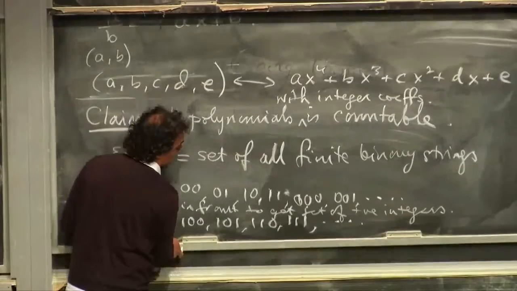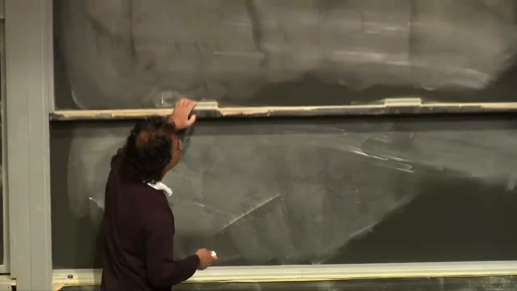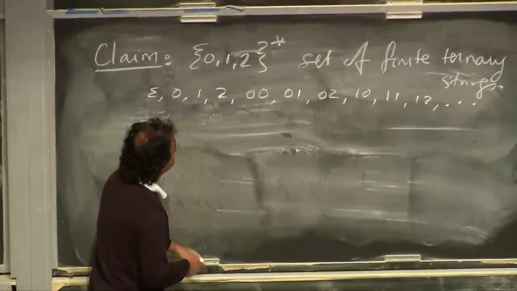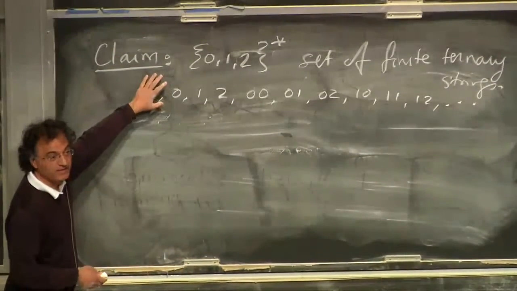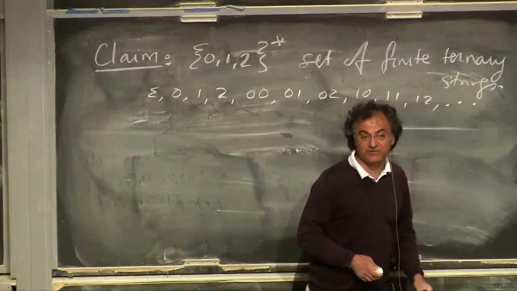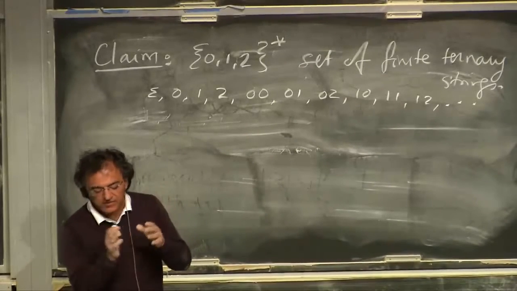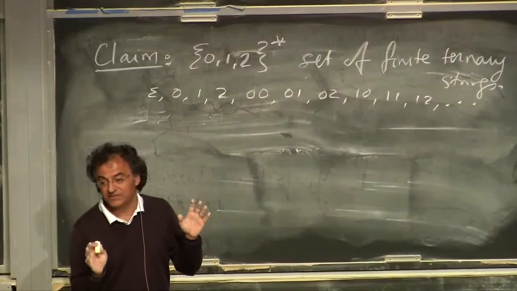Well, what we just claimed is that the set of all finite ternary strings is countable. Now I claim that you can look at the finite ternary strings in a certain way where they start looking like polynomials.